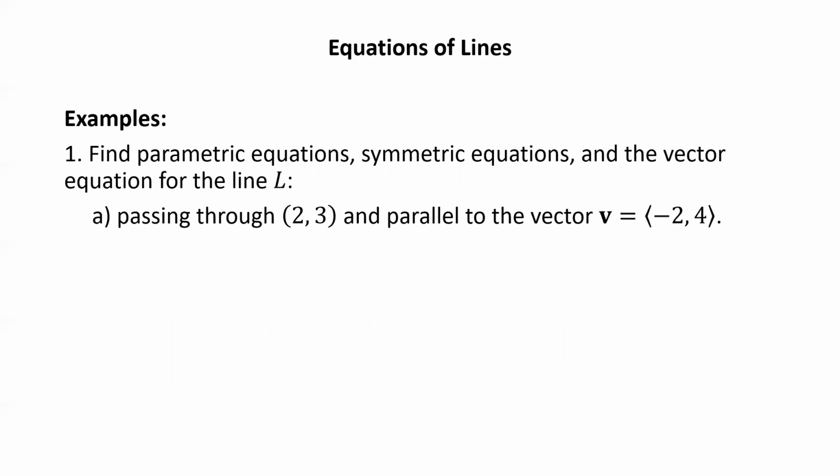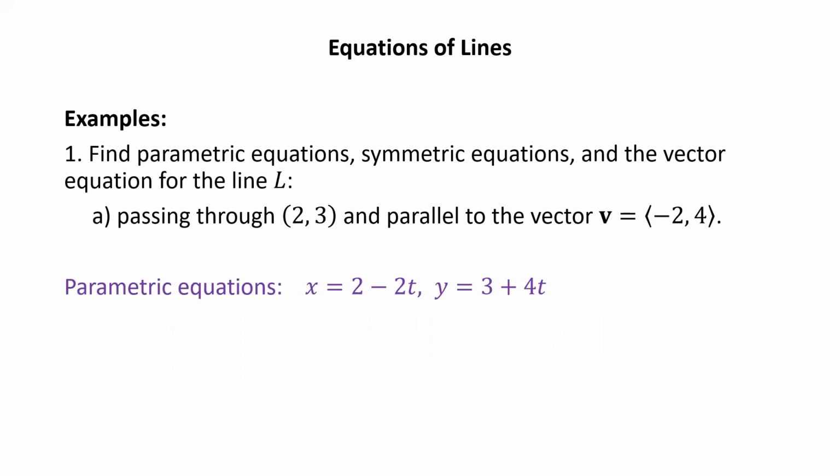Okay, let's look at the first one. Find parametric equations, symmetric equations, and the vector equation for the line L passing through 2, 3, and parallel to the vector V with components -2 and 4. We can just write the answer down very easily.